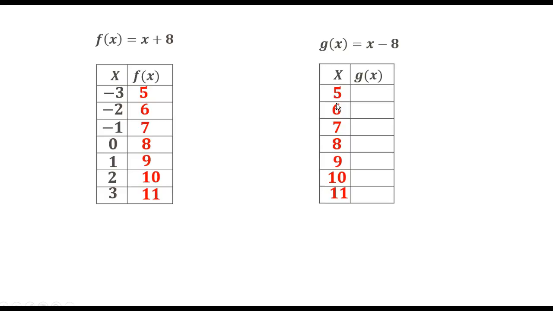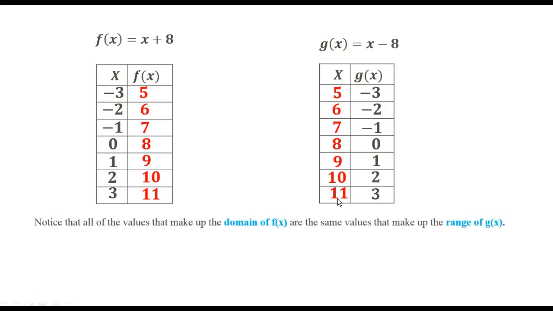Now let's watch what happens. If I plug a 5 in, 5 minus 8 is -3. Plug a 6 in, 6 minus 8, -2. 7 minus 8 is -1. Plug an 8 in, 8 minus 8 is 0. 9 minus 8 is 1. 10 minus 8 is 2. 11 minus 8 is 3.